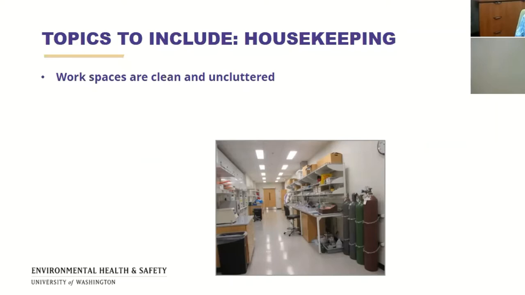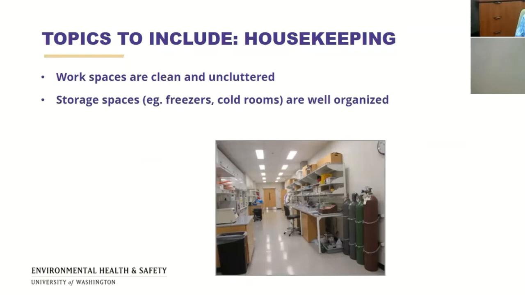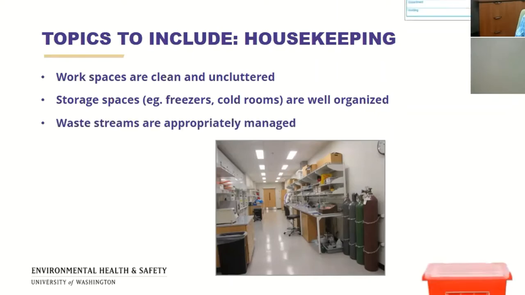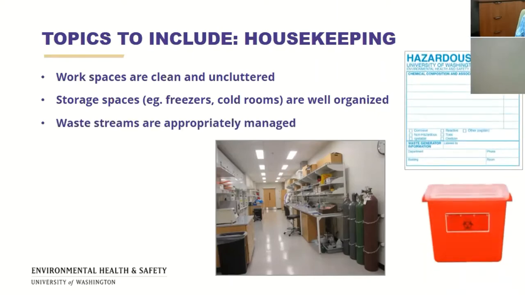Check to see that workspaces are clean and uncluttered and that there is sufficient space for work to be done. Check to see if storage spaces such as freezers and cold rooms are well organized and maintained. Check that your waste streams are appropriately managed. This includes chemical waste, biological waste, and radioactive waste. Make sure that there are no legacy items such as surplus equipment or old chemicals taking up space or cluttering your work areas. And make sure that aisles and exits are always clear.